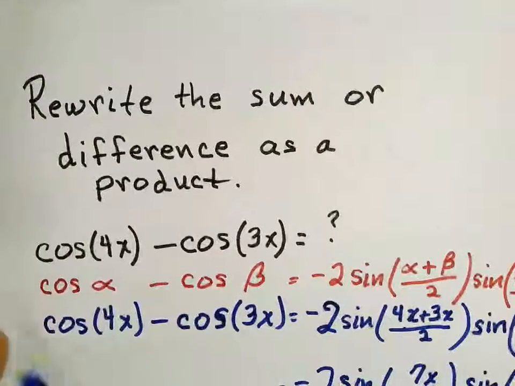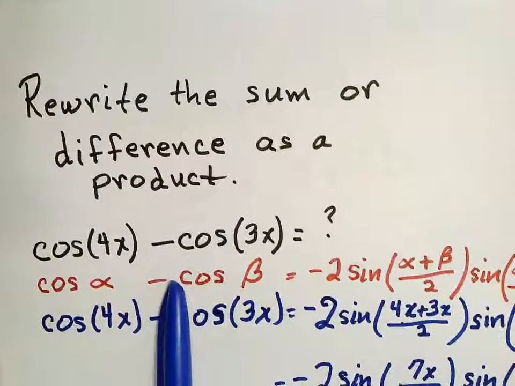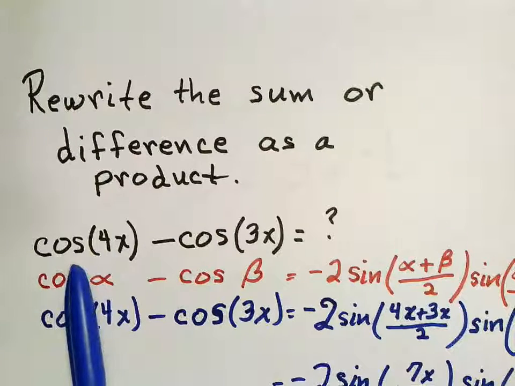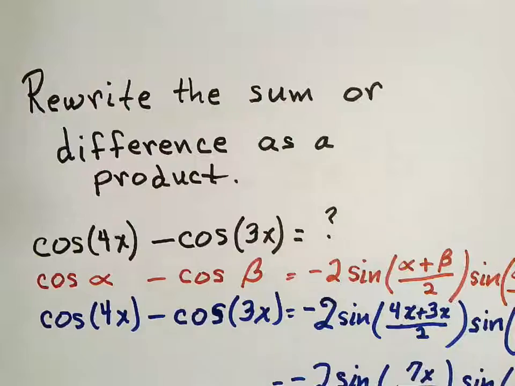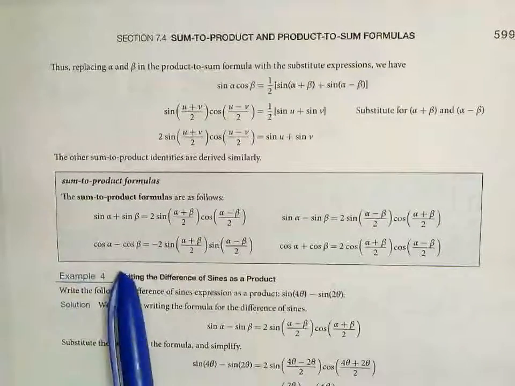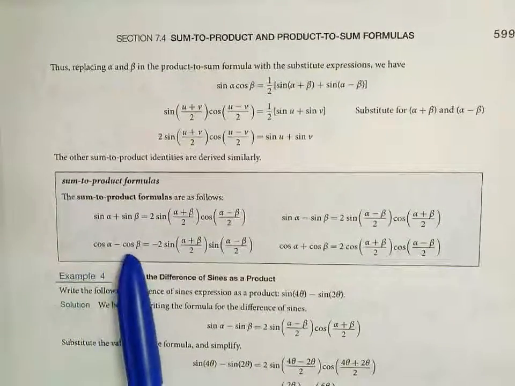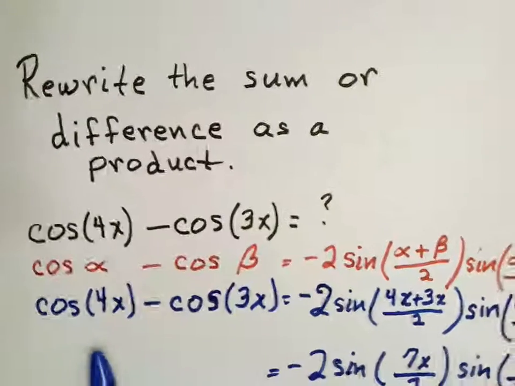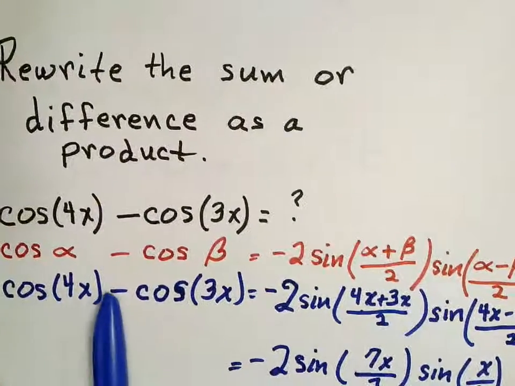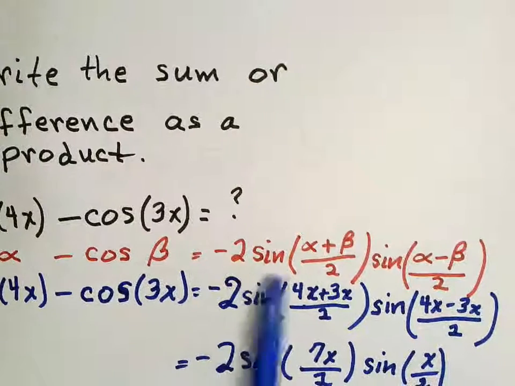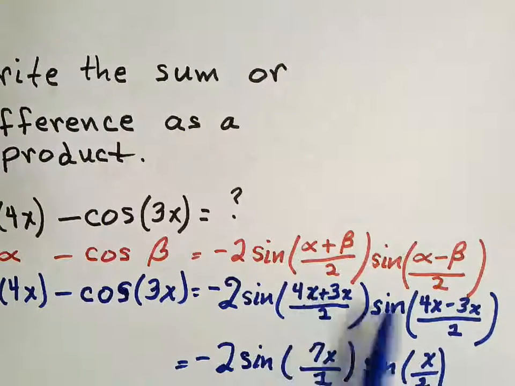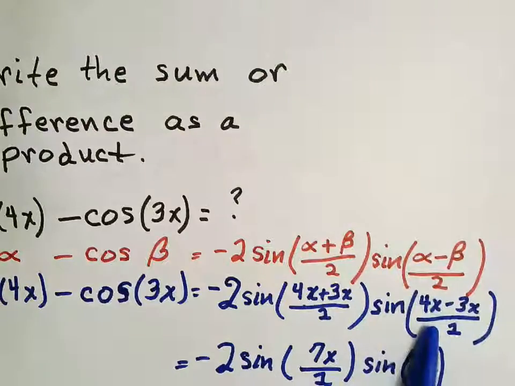Here, I said rewrite the sum or difference as a product. So this is a difference. This is a cosine minus a cosine. So when you have a cosine minus a cosine, you go to your formula, see cosine of alpha minus cosine of beta. And I wrote that down. See, cosine of alpha minus cosine of beta is equal to negative 2 times the sine of alpha plus beta divided by 2 times the sine of alpha minus beta divided by 2.